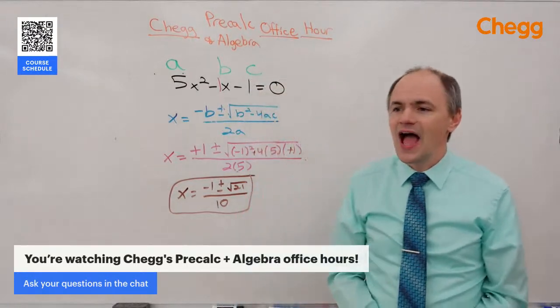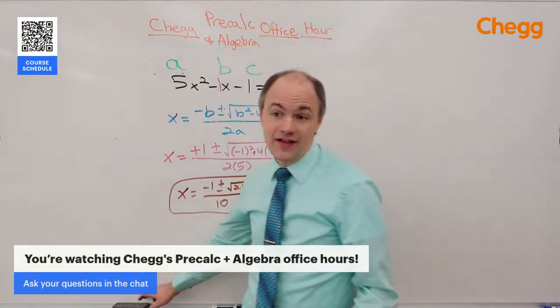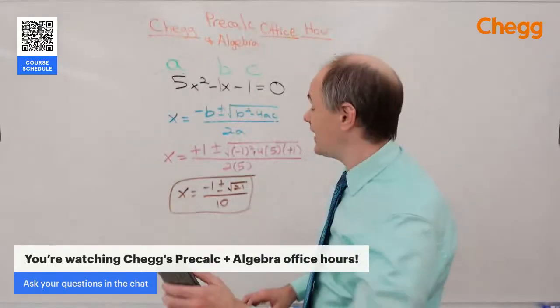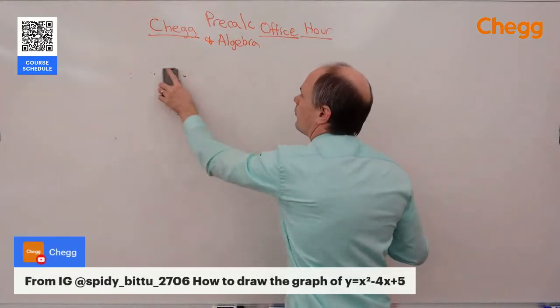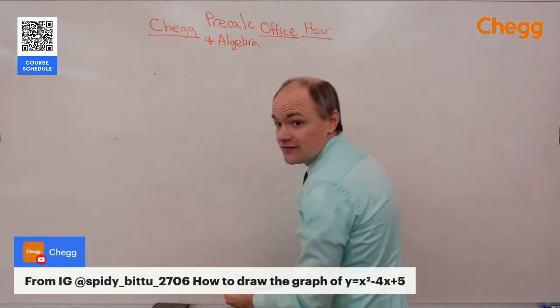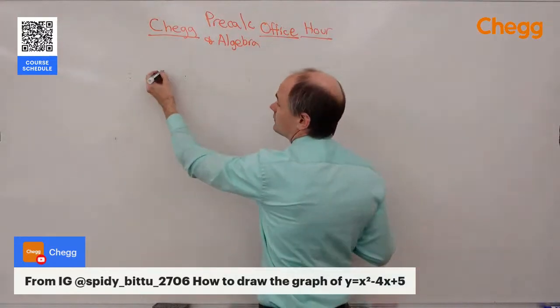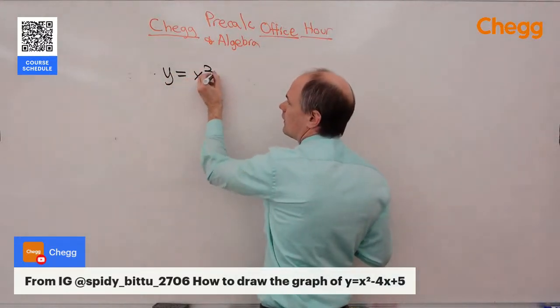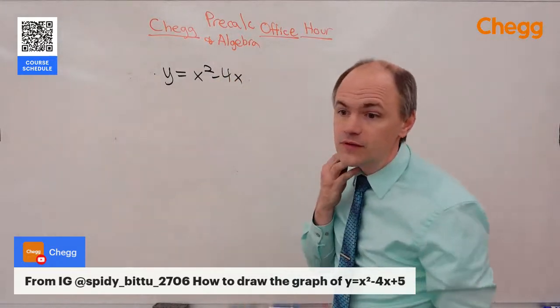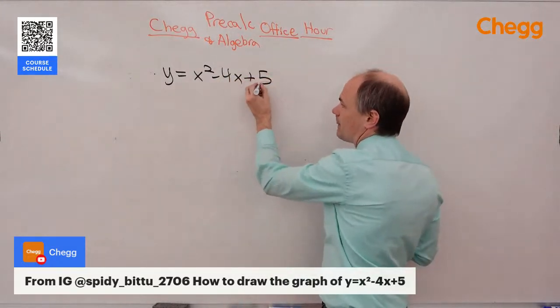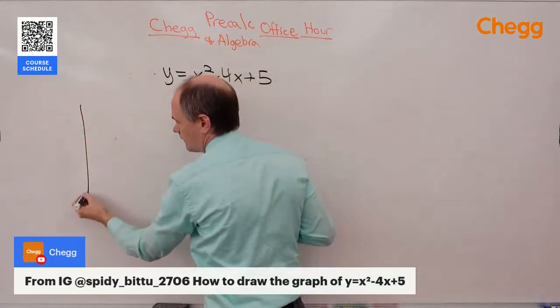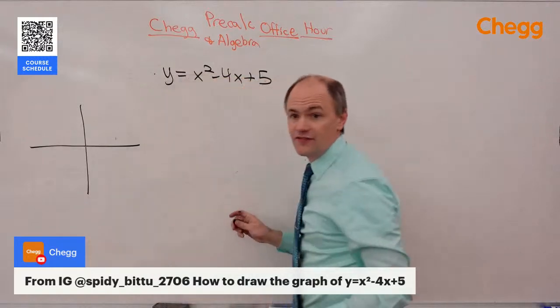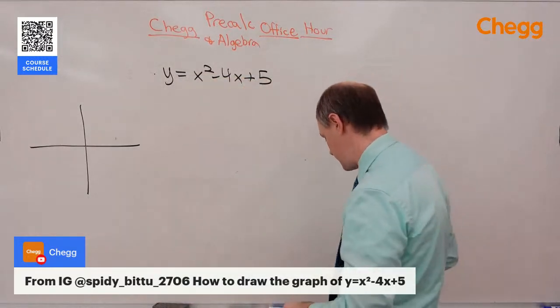Great question coming in from Instagram. It is SpideyBitu2706. How do you draw a graph of, and we have an equation. Let's look at how we can draw that graph. There's actually several ways. Let's see what important information we can pull off of the graph of y equals x squared minus 4x plus 5. And maybe I'm going to stick it over here. Okay, we're going to graph it over there based on everything we learned.